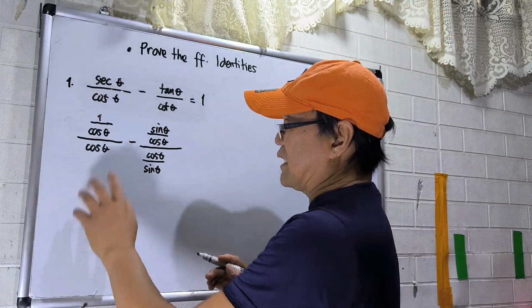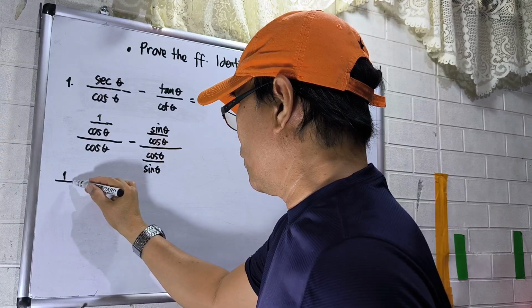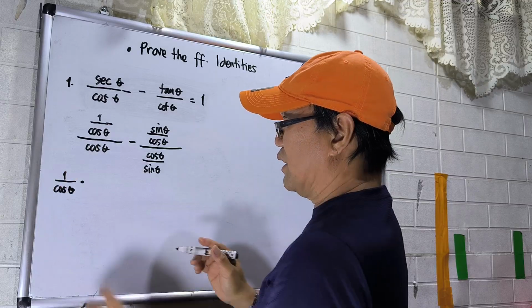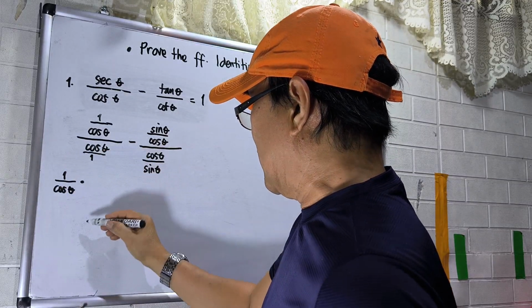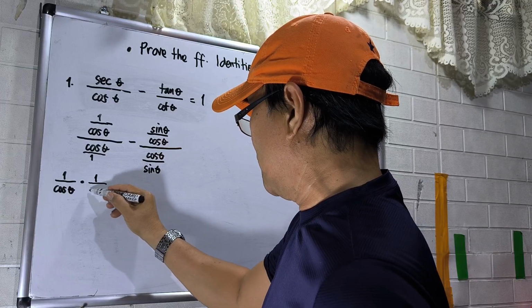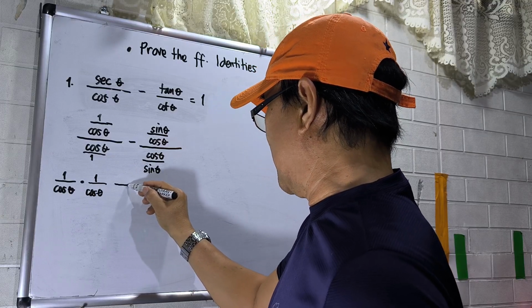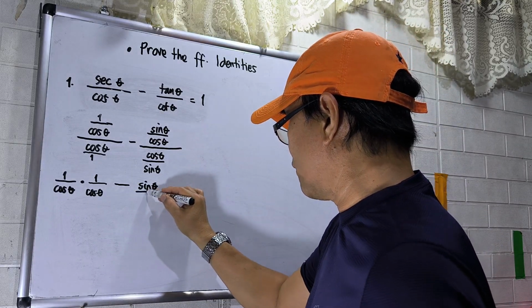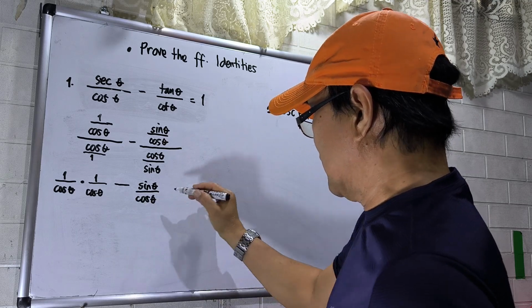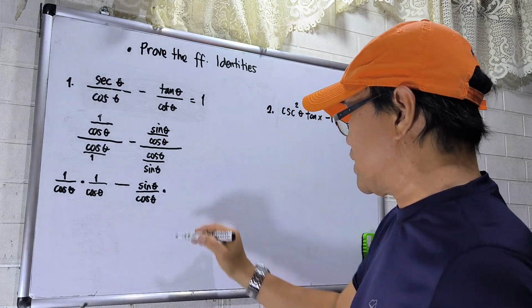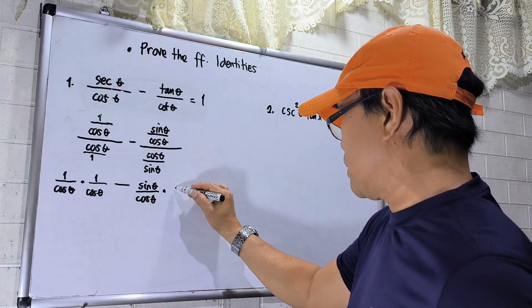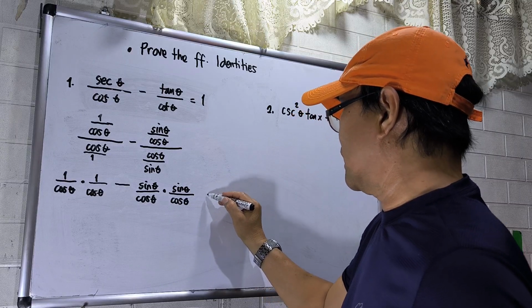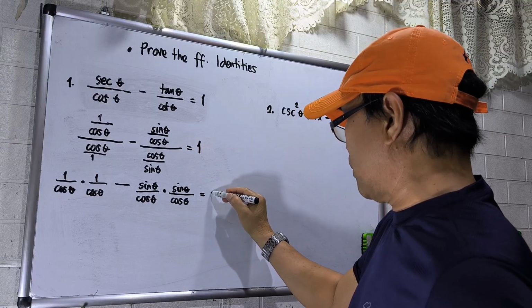Okay, so simplify the left side. This will be 1 over cosine theta times the upside down of the denominator, so this will be over 1, right? So upside down will be 1 over cosine theta minus. Copy the numerator, sine theta over cosine theta. Then change this division to multiplication, then upside down of the denominator. So this will be sine theta over cosine theta. Note that this will be equal to 1.